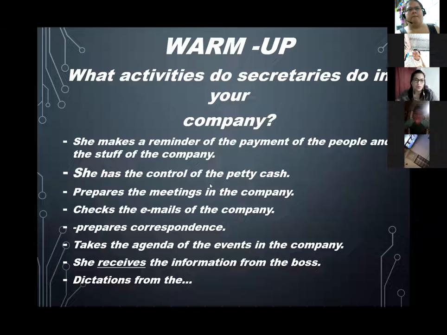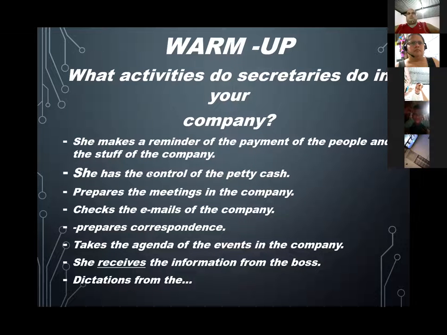Here we have some sentences. Mr. Juan Alberto, can you help me to read the first sentence, please? Number one, she makes a reminder of the payment of the people and the staff of the company. Okay, good. Reminder. Sentence number two, Miss Heidi Marisol, please. She has the control of the bill cash. Excellent.